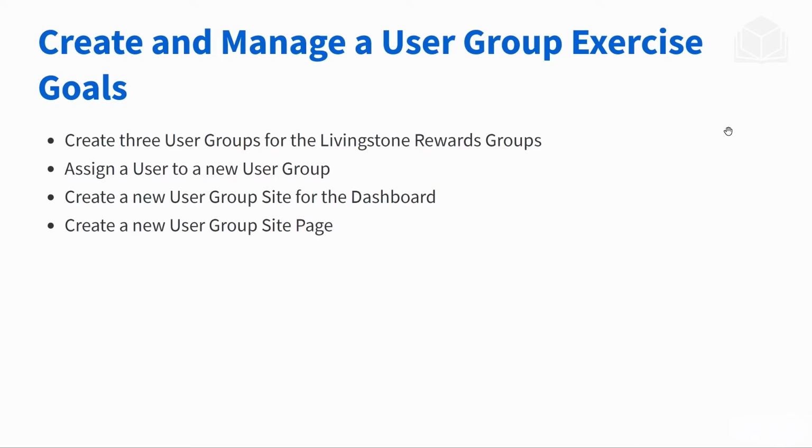So to demonstrate that, we're going to be using Livingstone rewards. We'll create 3 groups for gold, silver, and platinum rewards. We'll assign one user to the platinum rewards group. We'll test out user group sites.